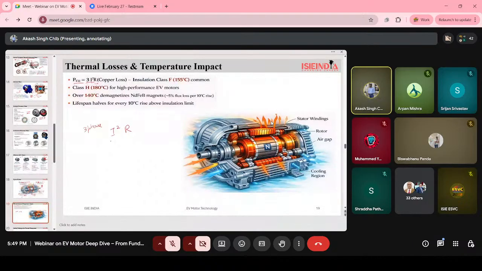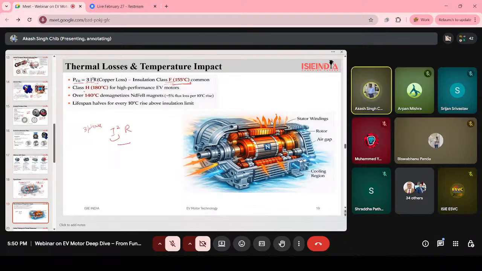More current means more heat. Windings heat up because of resistance. Mostly EV motors use insulation class F, because class F can handle up to 155 degrees Celsius. That's why most EV motors use class F.